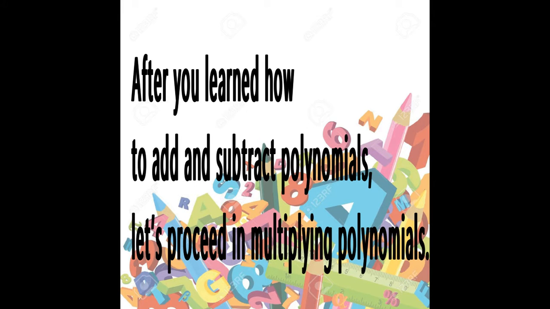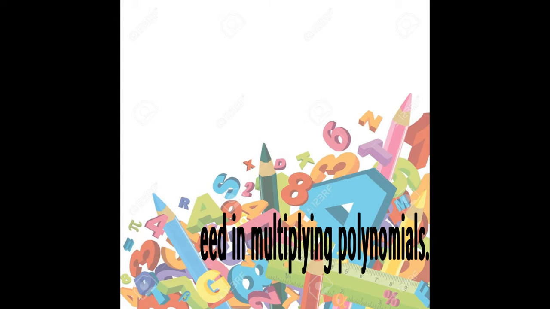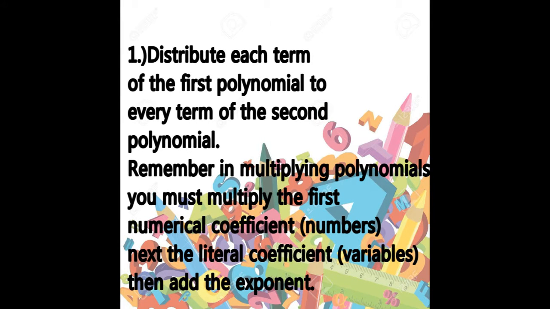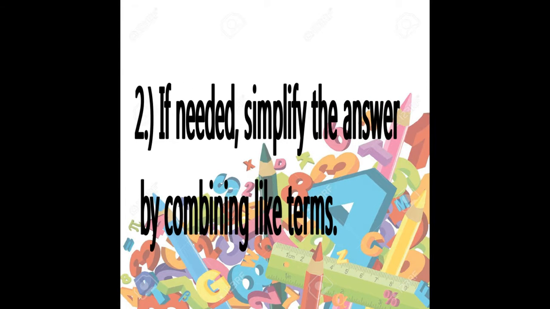After you learn how to add and subtract polynomials, let's proceed to multiplying polynomials. Here are the steps in multiplying polynomials. First, distribute each term of the first polynomial to every term of the second polynomial. Remember, in multiplying polynomials, you must multiply the numerical coefficient or the number, next the literal coefficient or the variables, then add the exponents. Lastly, if needed, simplify the answer by combining like terms.